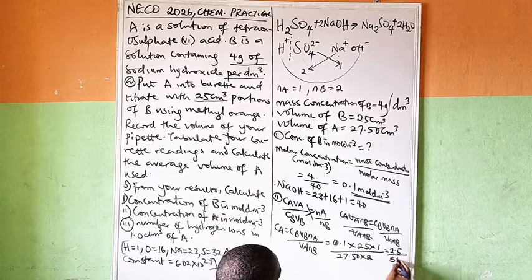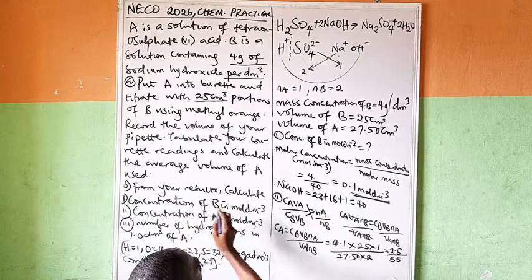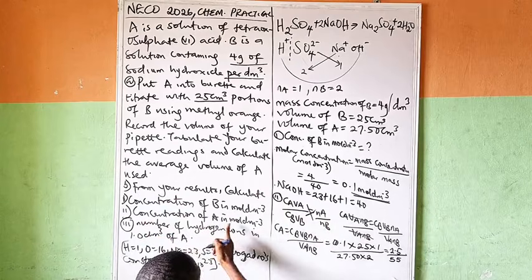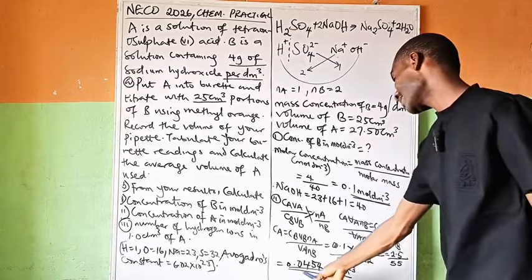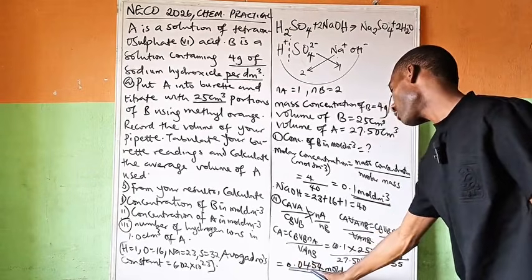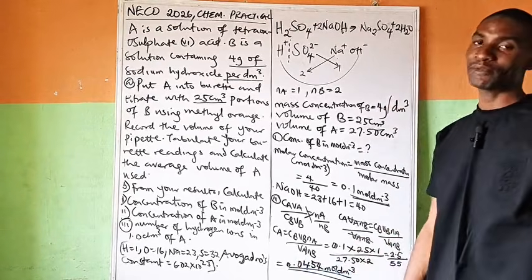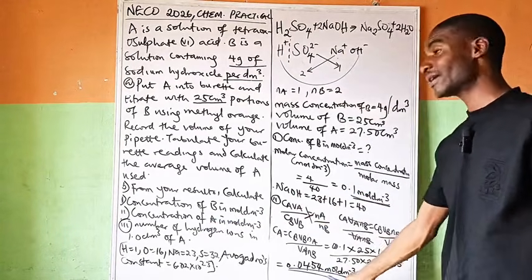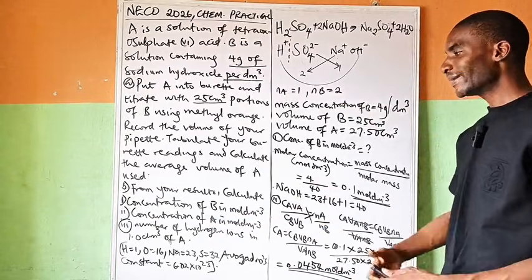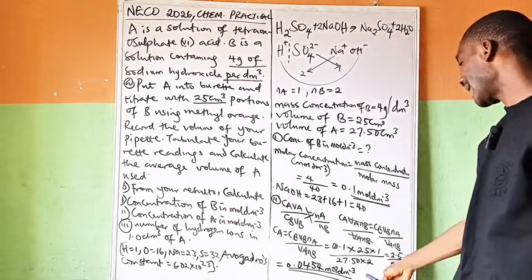If you punch this on your calculator, the molar concentration of A, which is what we are looking for, the same as the concentration of A in mole per dm³, is 2.5 divided by 55. Your answer is going to be 0.0454 mole per dm³. Because we were asked to find the concentration of A in mole per dm³, that is your answer. The next question says number of hydrogen ions in 1 dm³ of A.